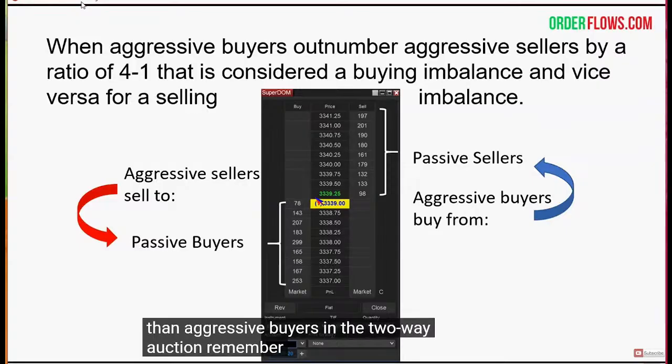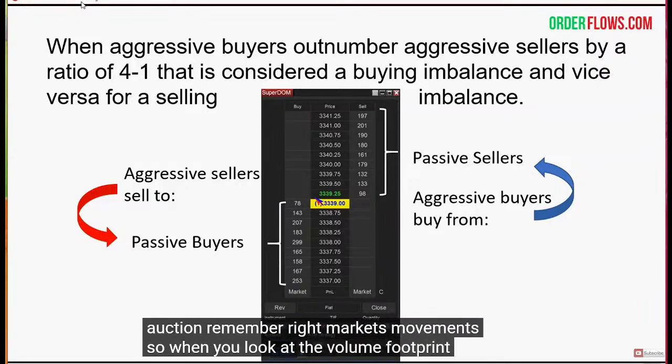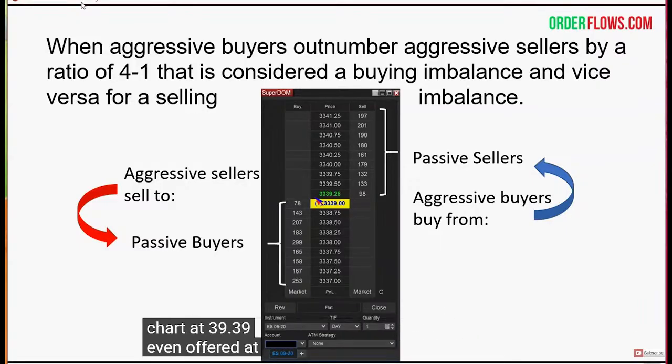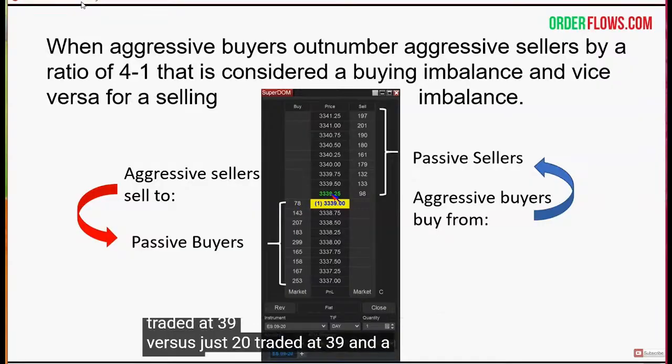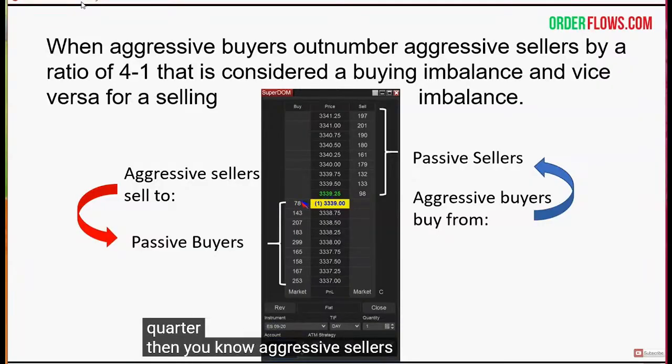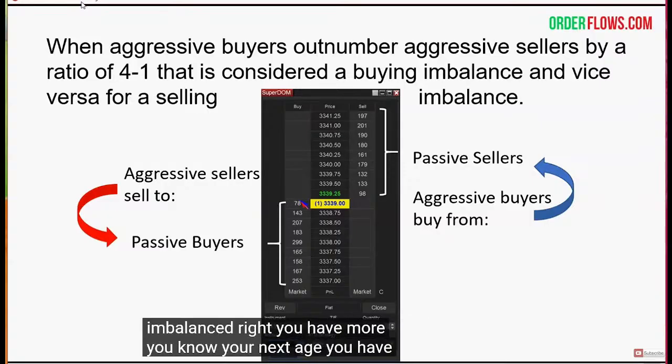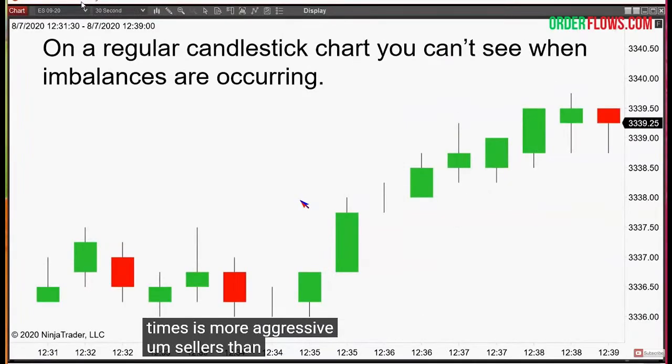in the two-way auction. Remember, right? Markets move in a two-way auction. So when you look at the volume footprint chart, at 39.39 offered, you see there was 220 traded at 39 versus just 20 traded at 39.25, then aggressive sellers are imbalanced. In that case, you have 10 times as many aggressive sellers as aggressive buyers.